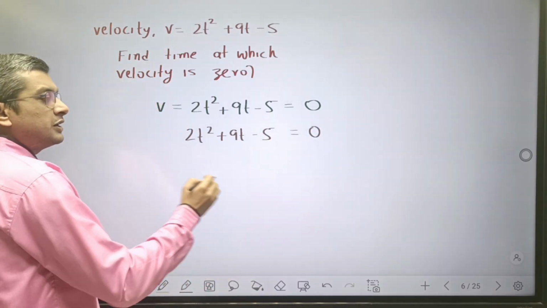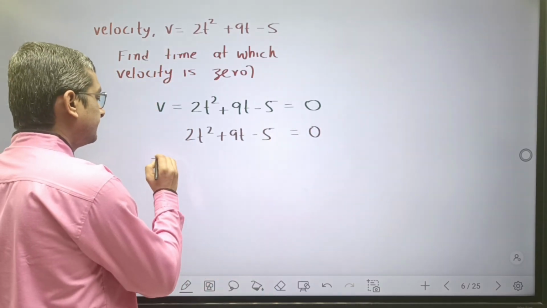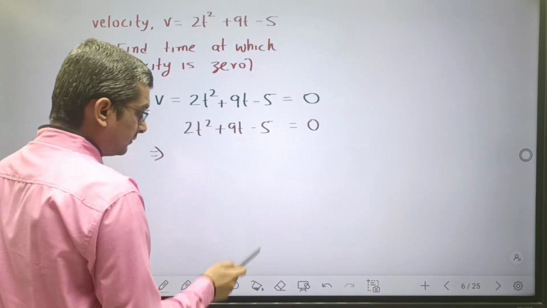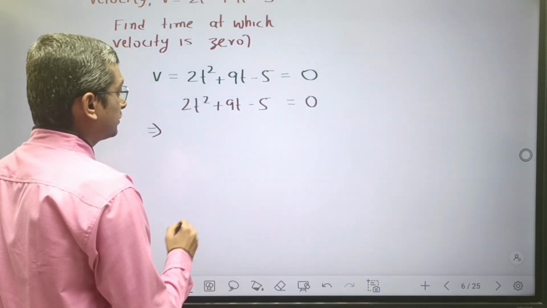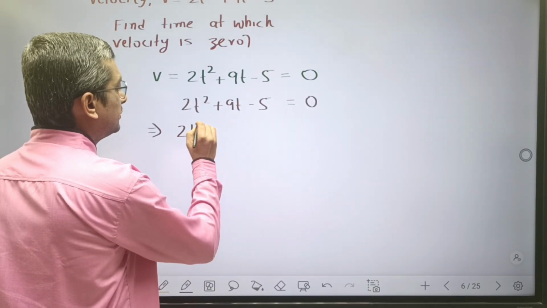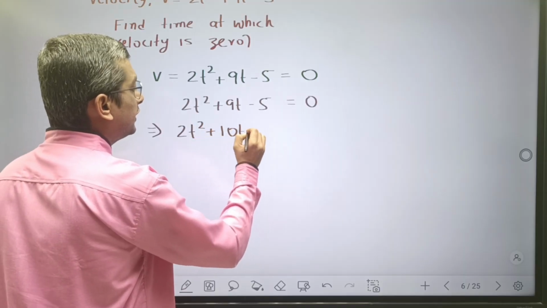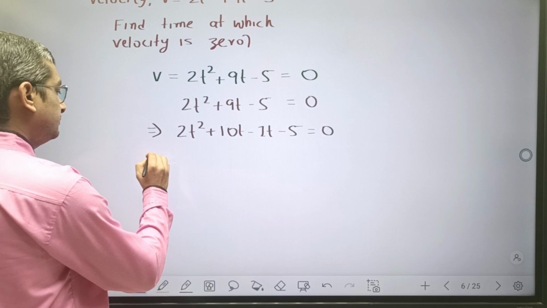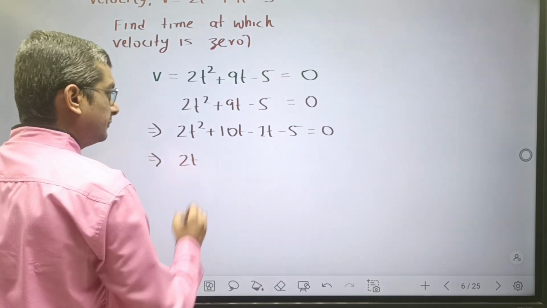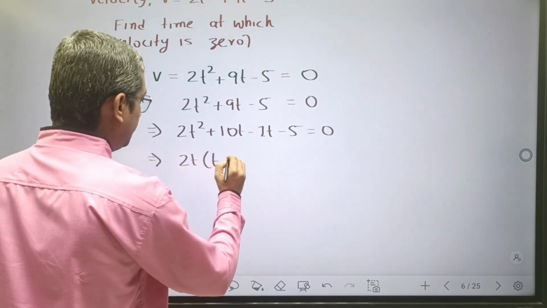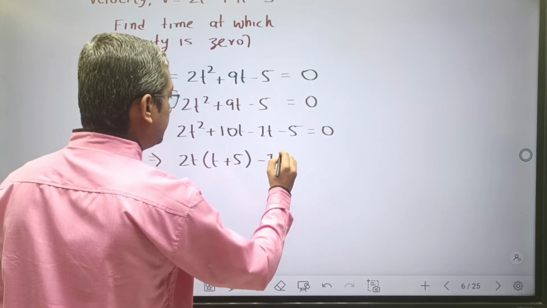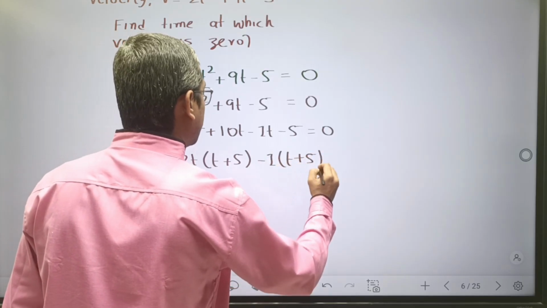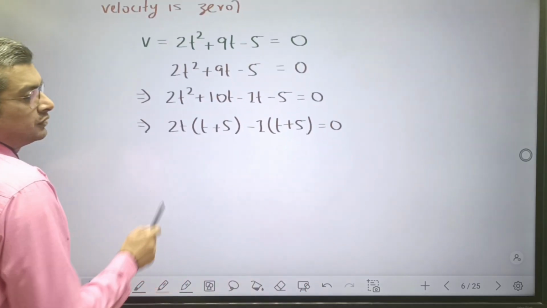So the product of first and last term is minus 10t square. So we split the middle term such that their product is also equal to minus 10t square. So this can be split as 2t square plus 10t minus 1t minus 5 is equal to 0. So this is 2t, t plus 5, minus 1, t plus 5 is equal to 0.